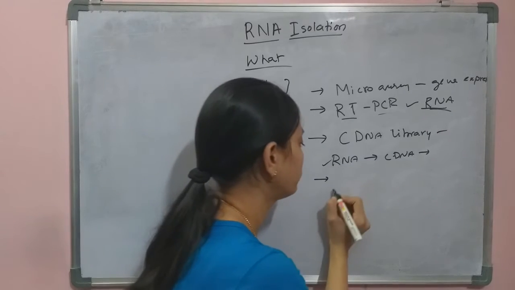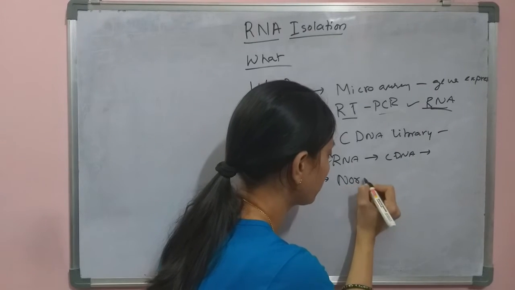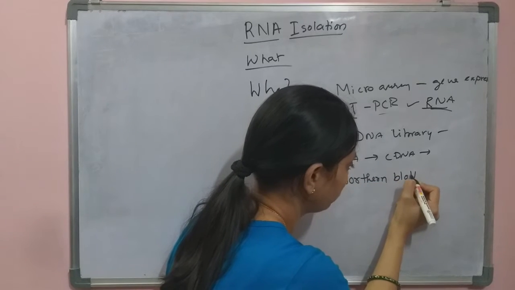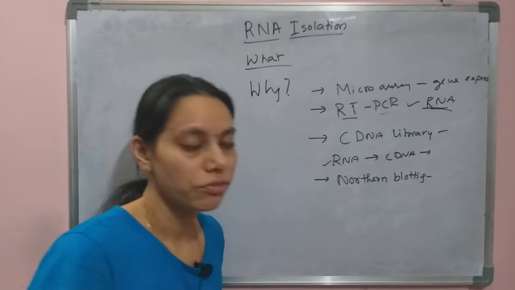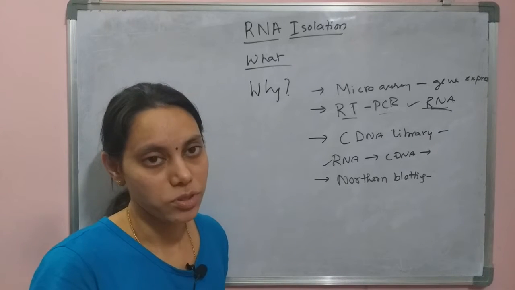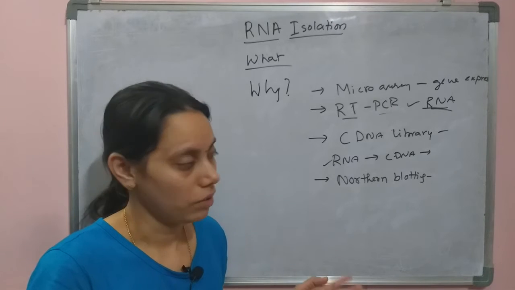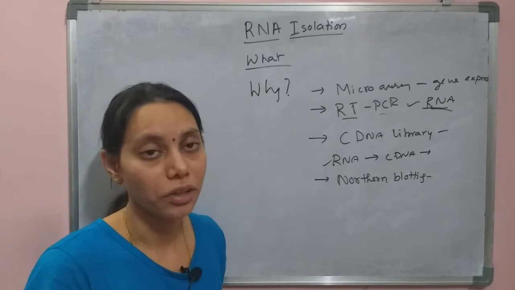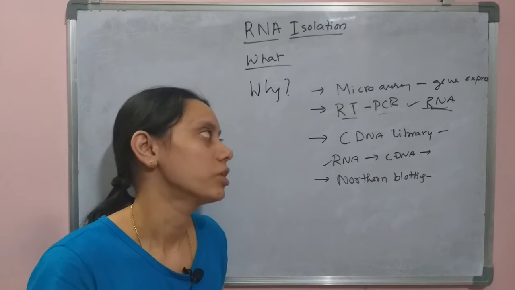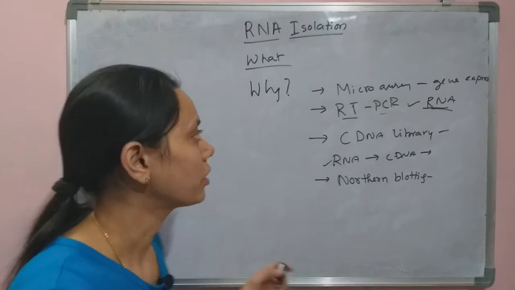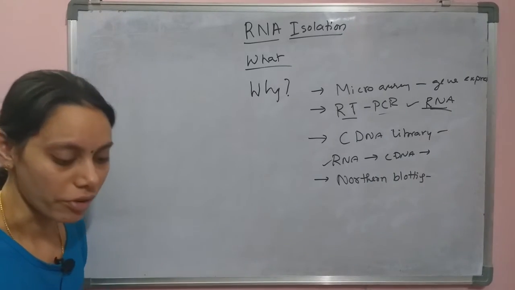And also, if you want to perform northern blotting for identification of some genes or some target portion from the DNA from RNA, first you need to have your RNA in its pure form. So for similar purposes, we generally isolate RNA in the laboratory.